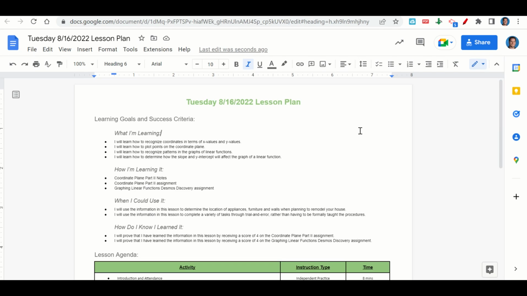When can we use this? To determine the location of appliances, furniture, and walls when planning to remodel your house, and to complete a variety of tasks through trial and error rather than having to be formally taught the procedures.